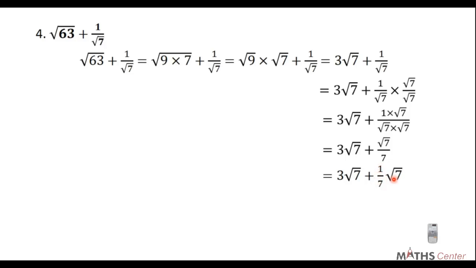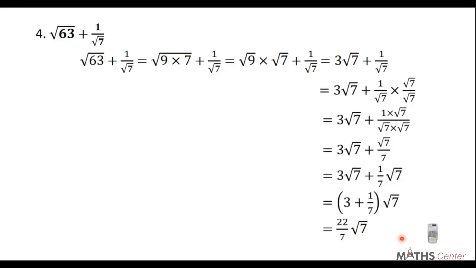Now we have 7 under the square root sign, and we have 7 under the square root sign, so we can add the numbers in front. Don't forget that you can only add when the numbers under the square root sign are the same. So we add 3 to 1 over 7, then square root of 7. If you watch the video on addition, you will see that 3 plus 1 over 7 will give us 22 over 7, then we have square root of 7 here.